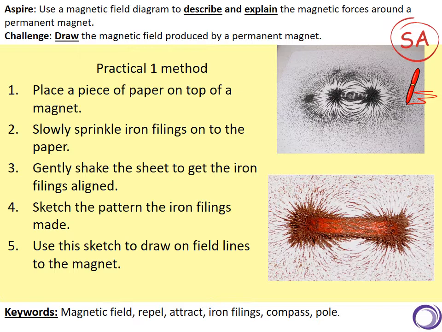So we've got a piece of paper on top of the magnet. I used a piece of plastic. You can use either. Slowly sprinkle the iron filings on. Shake the paper. I just tapped it to allow the iron filings to move into the field, and then sketch your pattern, and then you can put your lines on that pattern. So you decide what you think you've got out of 3 marks for that first one.